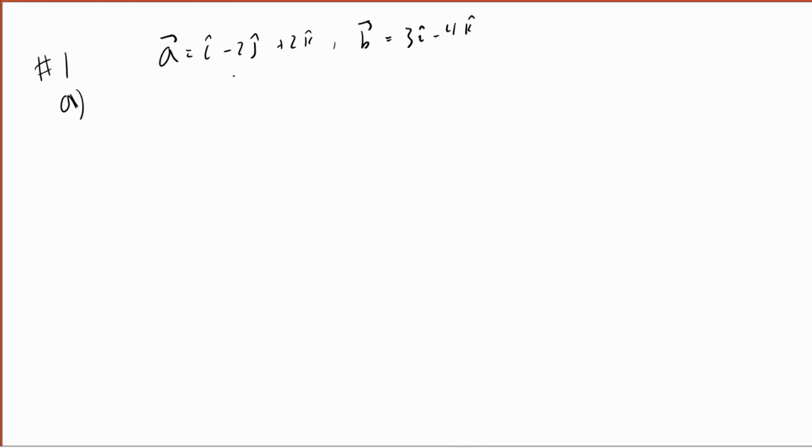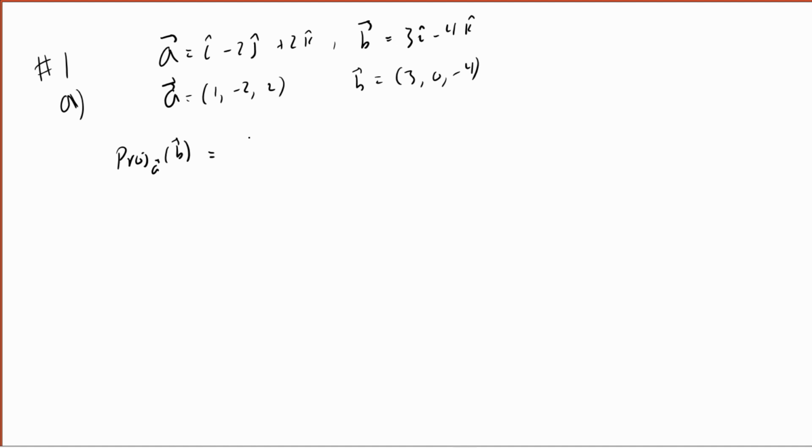Okay, so before I do anything else, I'm going to write this in our component form, or in our row vector form, as 1, minus 2, 2, and b is 3, 0, minus 4. Just because it's a little bit easier to look at it to see what's going on. Okay, so A is find the projection of B onto A.